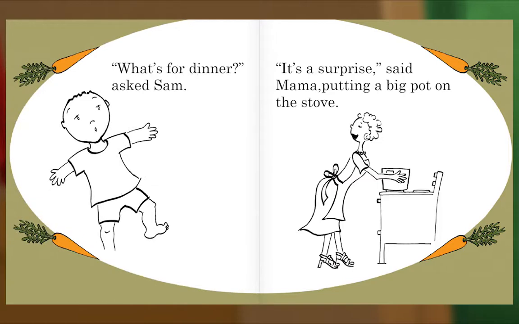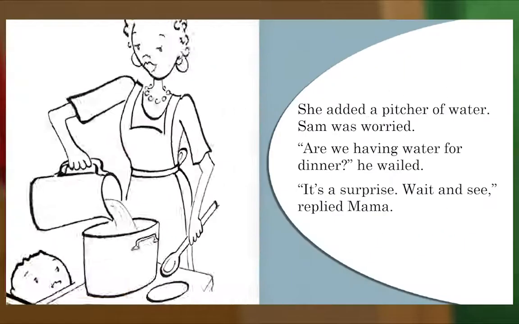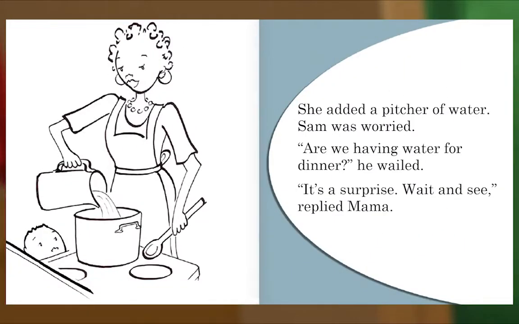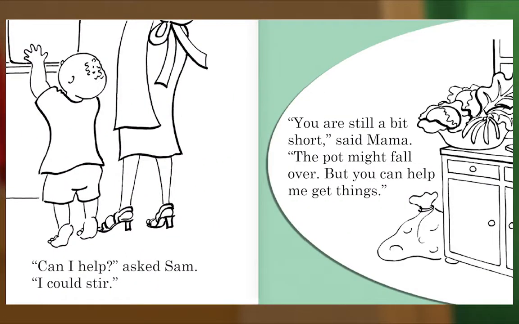What's for dinner? Asked Sam. It's a surprise, said Mama, putting a big pot on the stove. She added a pitcher of water. Sam was worried. Are we having water for dinner? He wailed. It's a surprise. Wait and see, replied Mama. Can I help? Asked Sam. I could stir. You are still a bit short, said Mama. The pot might fall over. But you can help me get things.